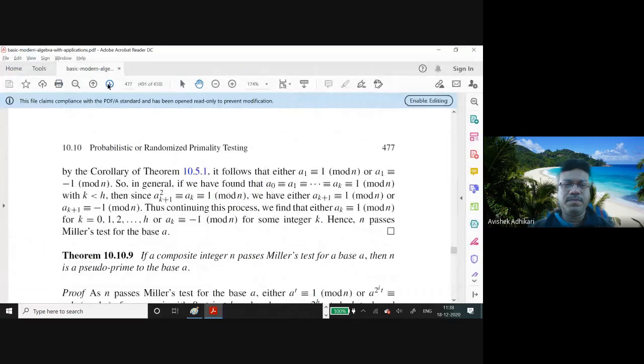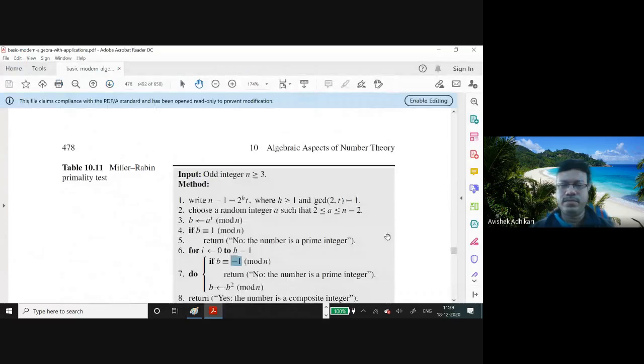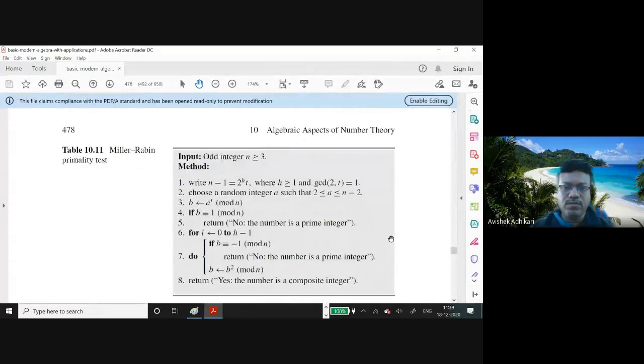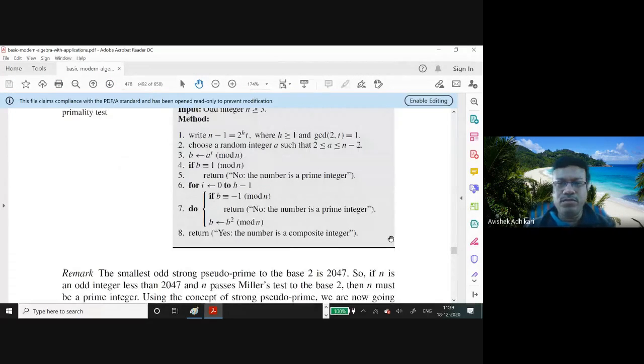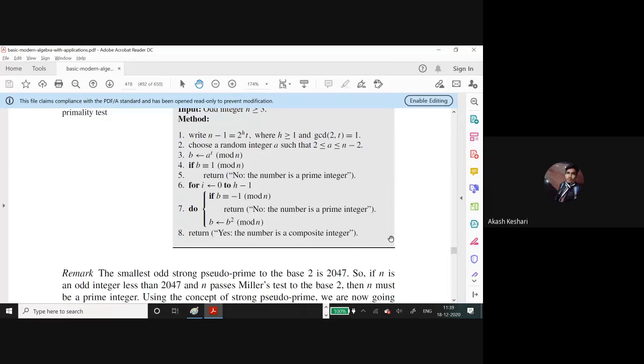The last step. Okay, you just have a look at it once again, then it will be quite clear to you. Is it clear? Yes, sir, it is clear.